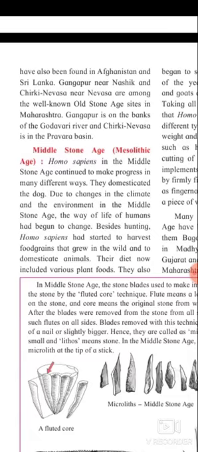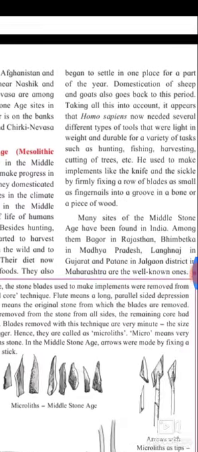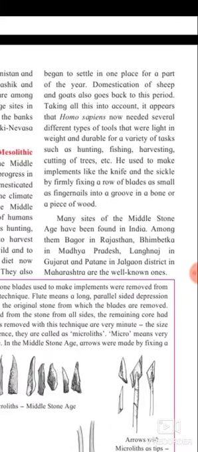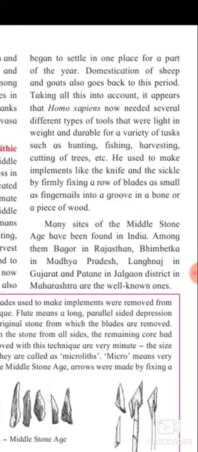Their diet now included various plant foods. They also began to settle in one place for a part of the year. Domestication of sheep and goats also goes back to this period. Taking all this into account, it appears that Homo sapiens now needed several different types of tools that were light in weight and durable for a variety of tasks such as hunting, fishing, harvesting, cutting of trees, etc.